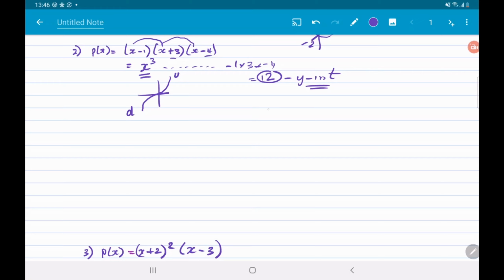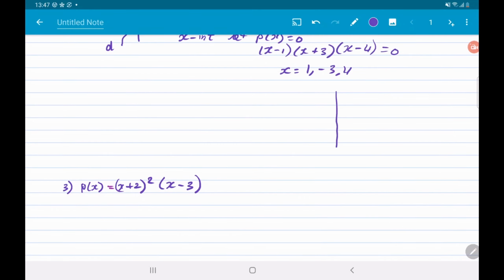So we can find the x-intercepts now. So from our polynomial, let p(x) equal 0, which means that x minus 1, x plus 3, x minus 4 equals 0. So our x-intercepts would be 1, minus 3, and 4. So now we can draw the graph. Let's put in the x-intercepts. 1, 2, 3, 4. And then on the other side, minus 3. 1, 2, minus 3 here.